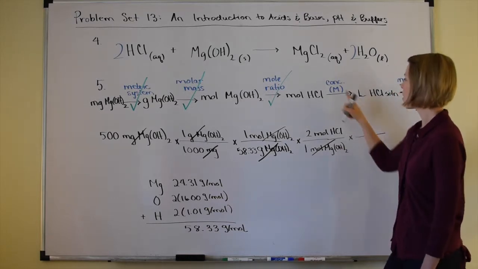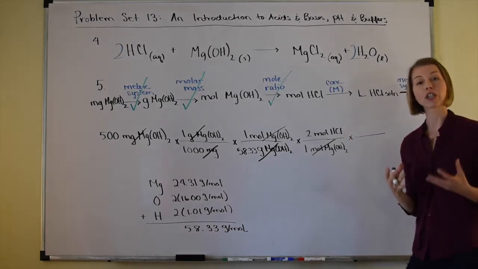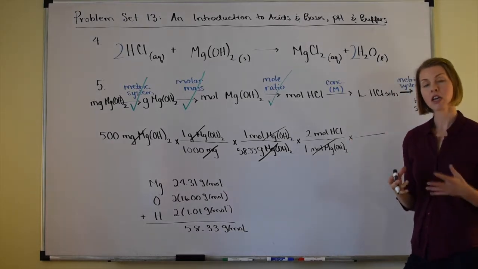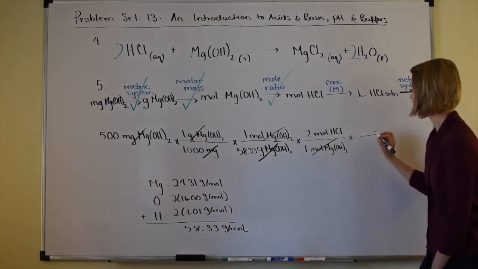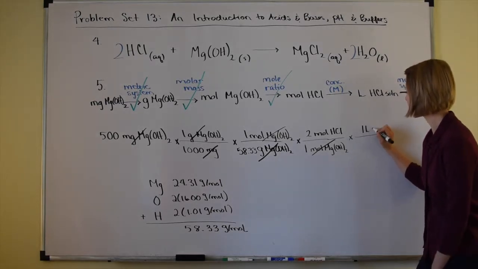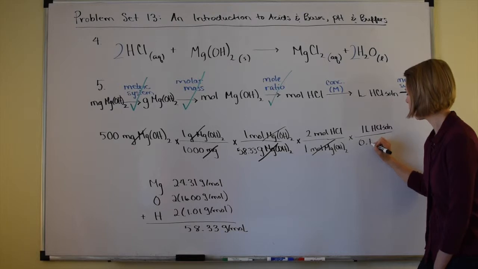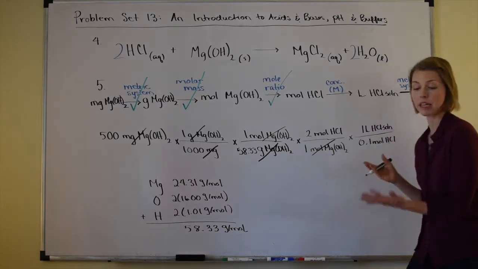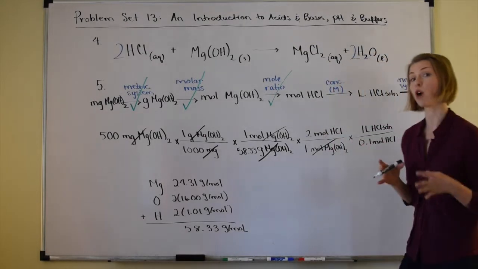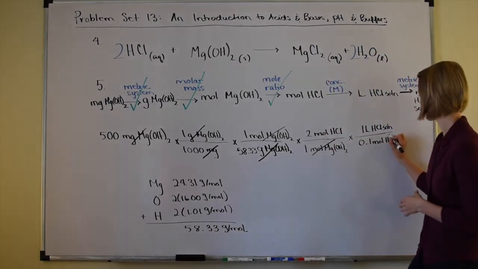Now I'm going to use my concentration in molarity to figure out how many liters of solution would contain that number of moles of hydrochloric acid. So I know that every 1 liter of that HCl solution contains 0.1 moles of HCl. I know that because I was given that information in the problem. It's a 0.1 molar hydrochloric acid solution.